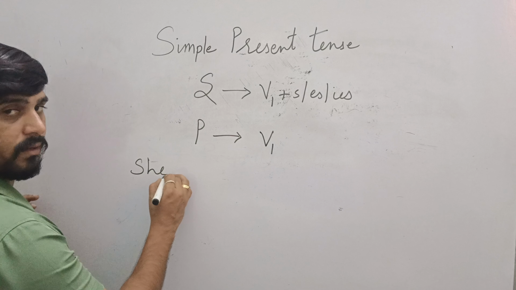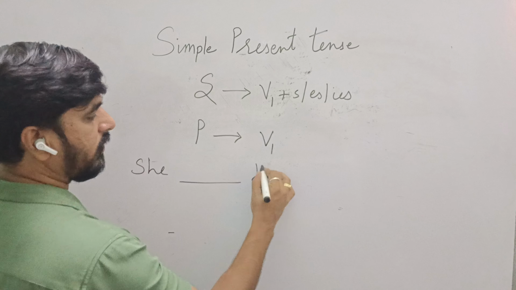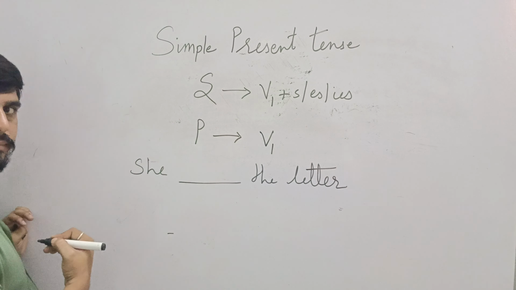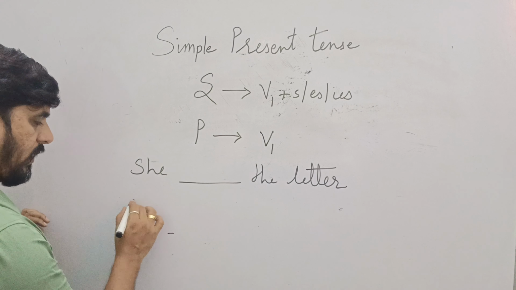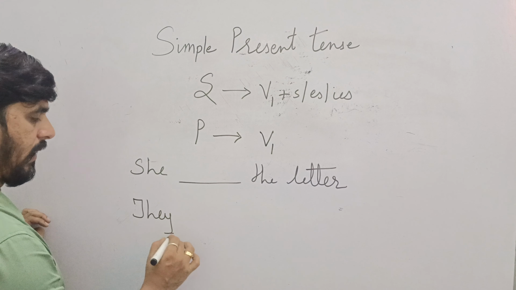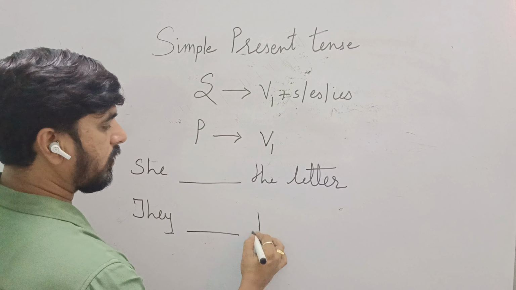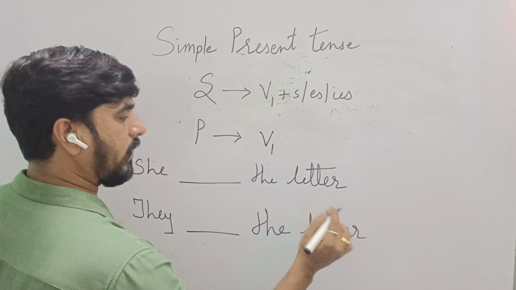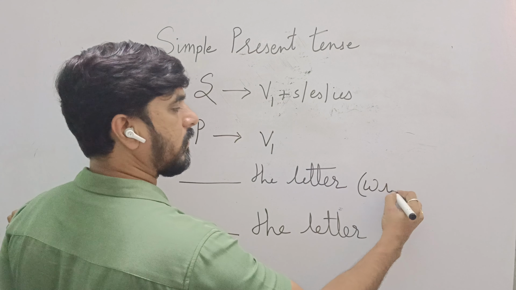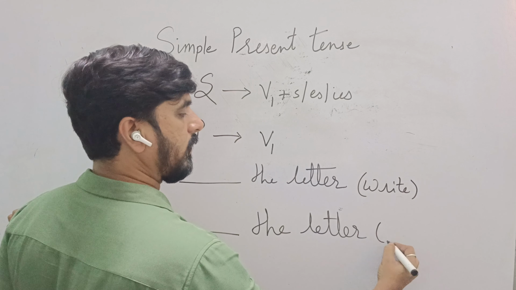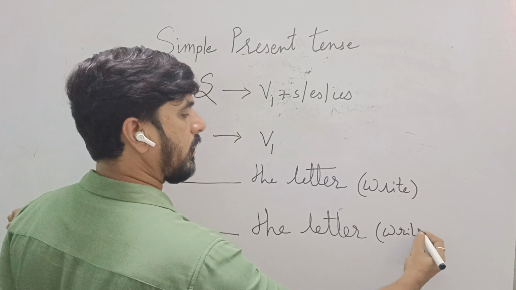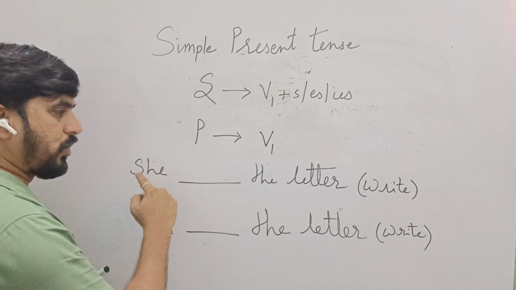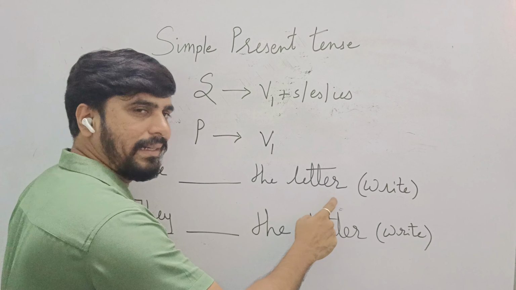She dash the letter. They dash the letter, and the verb is write. See the example everyone. Okay, she dash the letter.